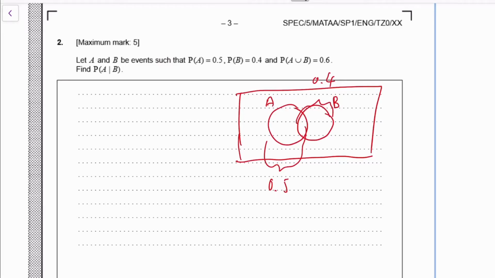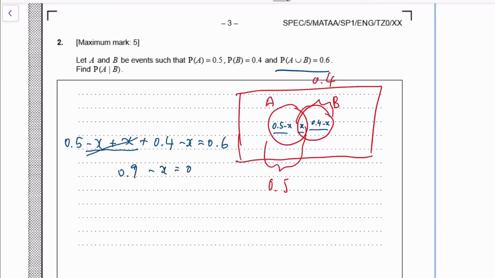So the key is, what is the intersection in the middle? So a common way to do it is let the middle be x, then the outside here is 0.5 minus x. The right hand side, similarly, 0.4 minus x. We know the union of A and B is 0.6. So that means if we add up all three of these, you should get 0.6 because that's the union, right? So 0.5 minus x plus 0.4 minus x together give you 0.6. So minus x and plus x cancel out, so it's 0.9 minus x equals 0.6. That means x must be 0.3.